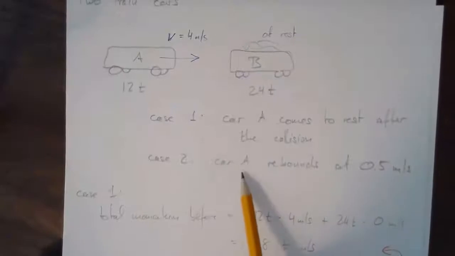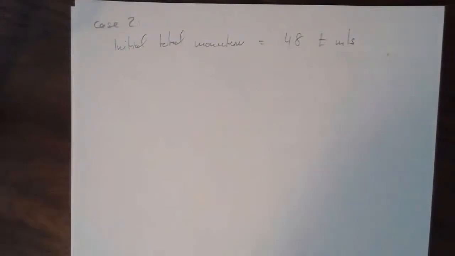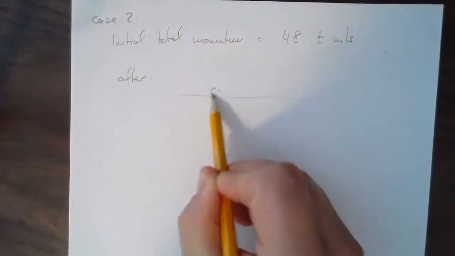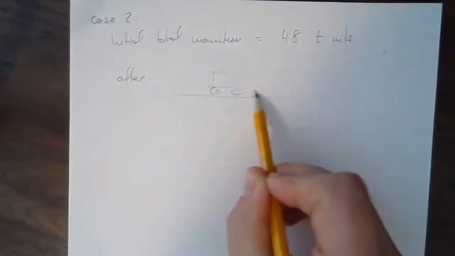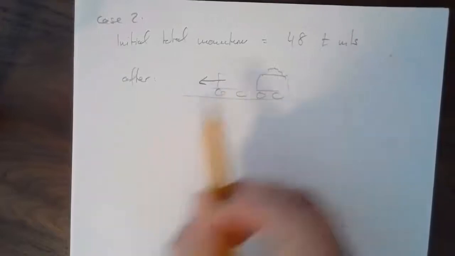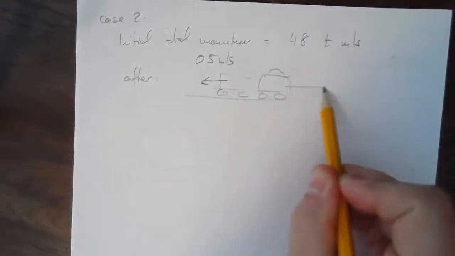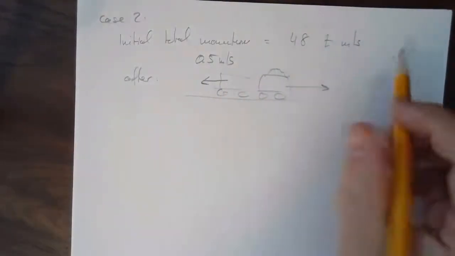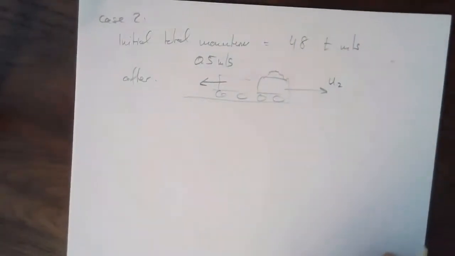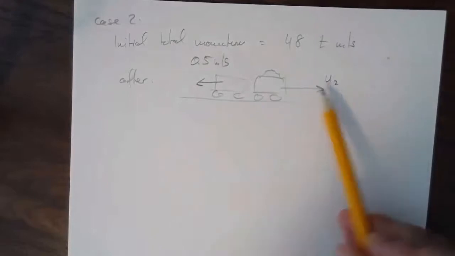But now let's assume that car A bashes in and bounces back. Let me draw this very quickly. So after the collision, here are my train cars, very quick sketch. It just collided. This one is now going backwards at 0.5 meters per second. That was our assumption. So how fast is this one going? Let's call it U. I'm going to call this U subscript 2 because it's case 2. Could have called the first one U subscript 1, but I'm not going back now to change it.